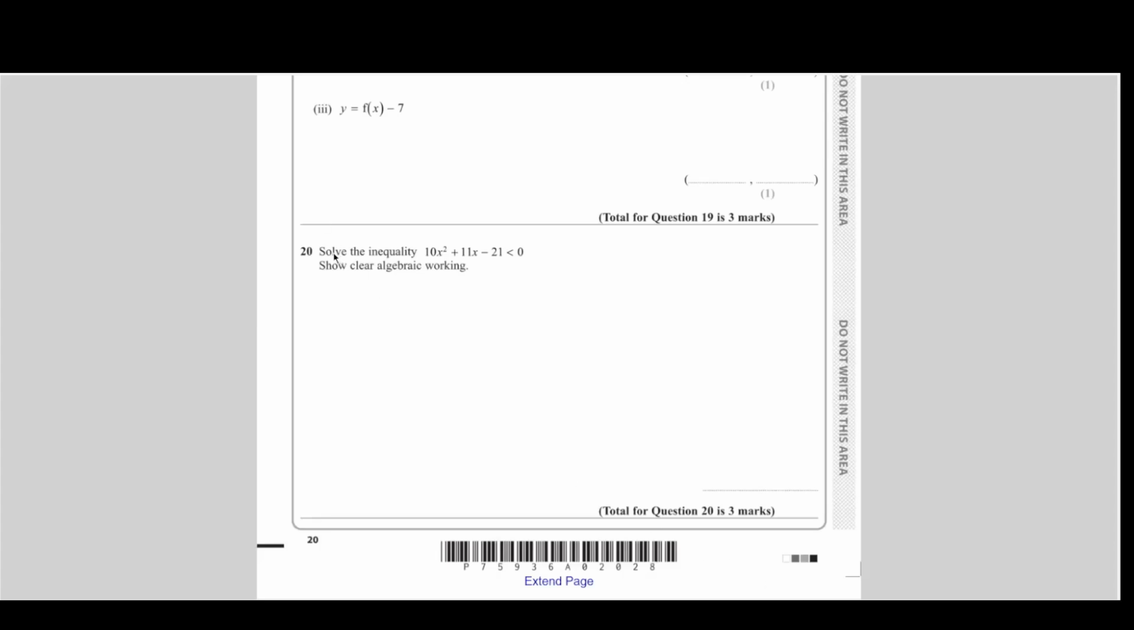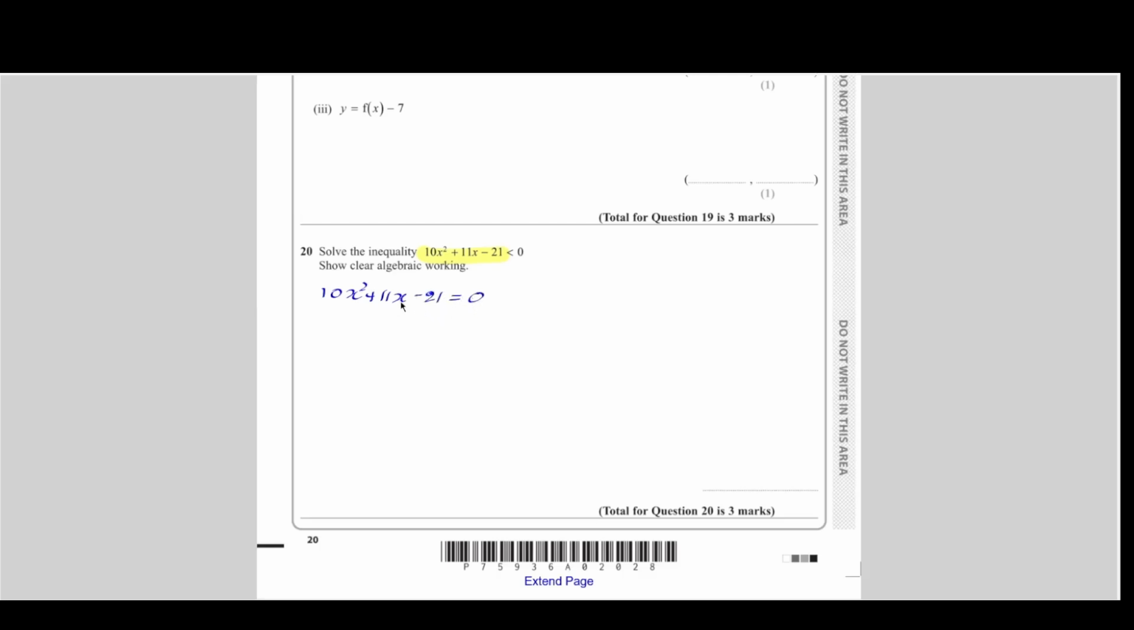Question 20, quadratic inequality. Solve the inequality 10x squared plus 11x minus 21 smaller than 0. Show clear algebraic working. So the meaning of this one is you need to show all your steps. When we are getting a quadratic inequality, you need to convert that inequality into an equation. First step is to convert this inequality into an equation. So I'm writing it as the equation 10x squared plus 11x minus 21 equals 0.